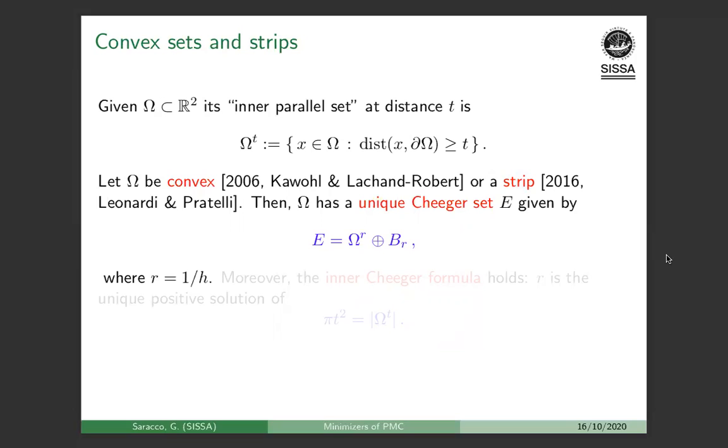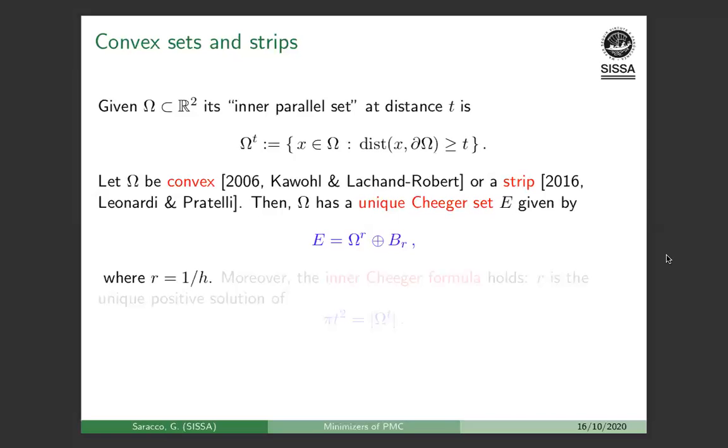Now in these two cases, if we denote by omega superscript t the inner parallel set at distance t, which is the closed set of points in X whose distance from the boundary is greater than or equal to t, so a closed subset of omega, then whenever omega is convex or a strip, you have uniqueness of the minimizer, so a unique Cheeger set, which is given by the Minkowski sum of the inner parallel set at distance r summed with the ball of the same radius, okay?